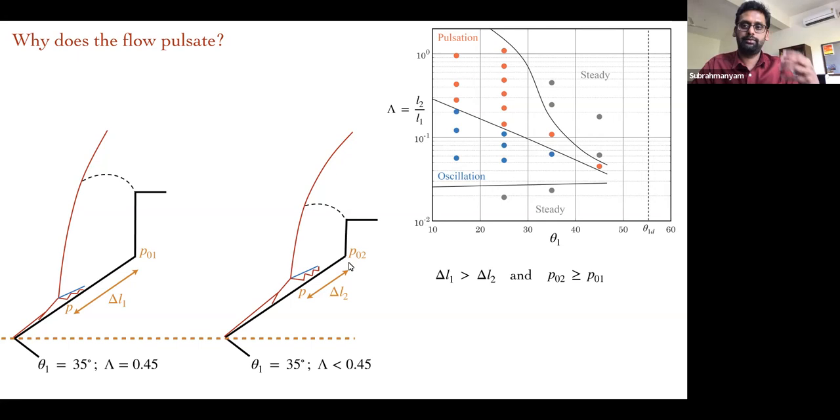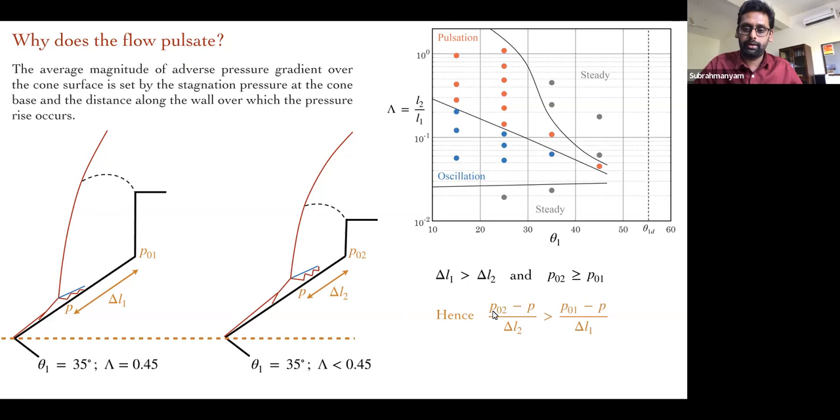So you can make the argument that P02 has to be higher than P01, or at the very least P02 cannot be less than P01, right? So that is the physical argument. So now when you consider the average magnitude of the pressure gradient over this delta L, you can write the stagnation pressure at the base minus the static pressure at the transmitted shock location by delta is the average magnitude of the pressure gradient. And from the arguments that I just presented, you can conclude that the magnitude of the adverse pressure gradient will increase as you reduce lambda.